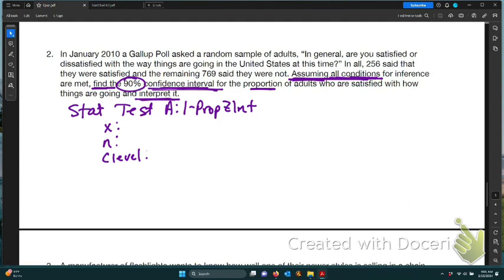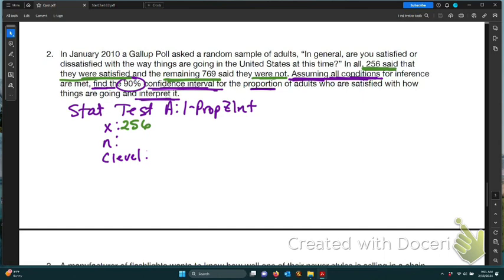And so here's the deal. You have to read this very carefully. In general, are you satisfied or dissatisfied with the way things are going in the United States? Okay, here's what it says. In all, 256 said that they were satisfied. That's my number of successes. That's my X, is 256, okay?